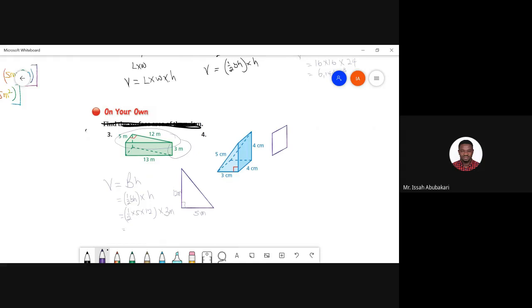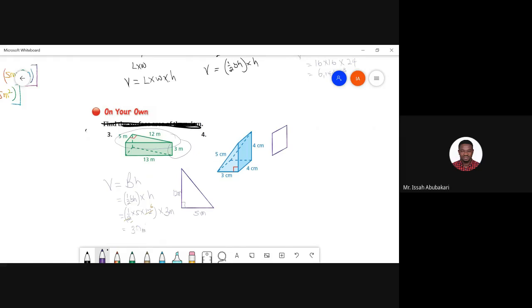And at the end, we simplify this. The 2 can go into 12 six times. So we are going to have 1 times 5 times 6, which will give us what? 30 meters square.